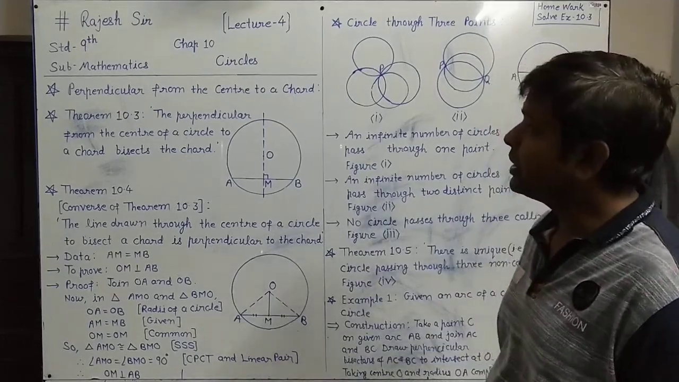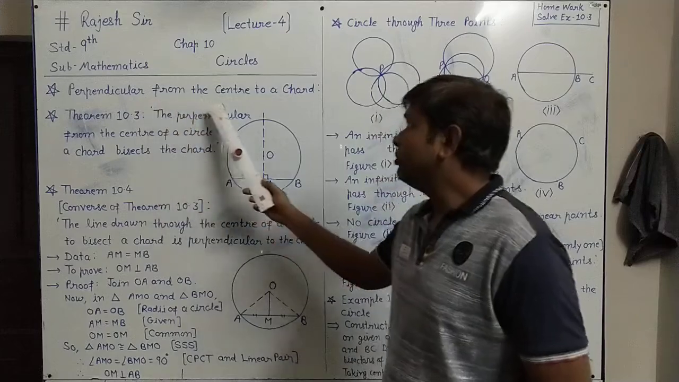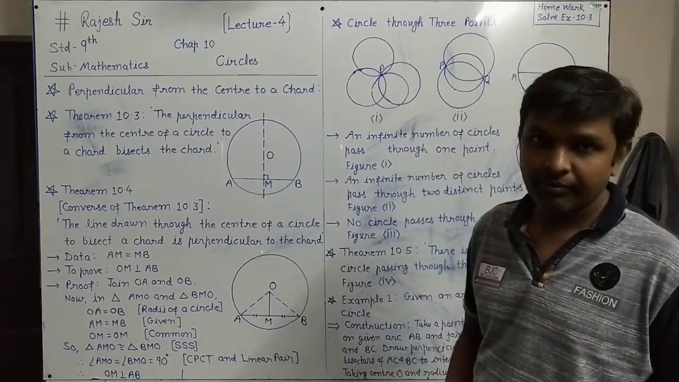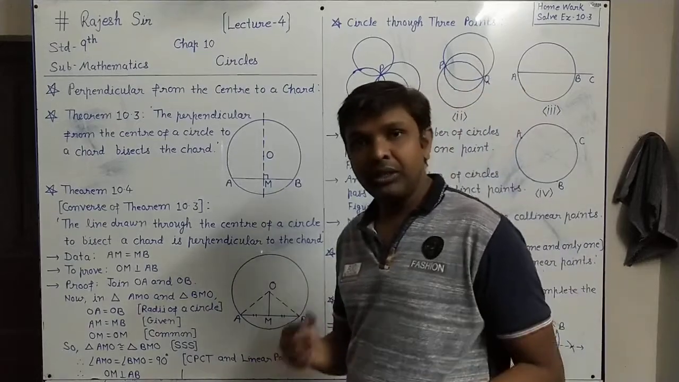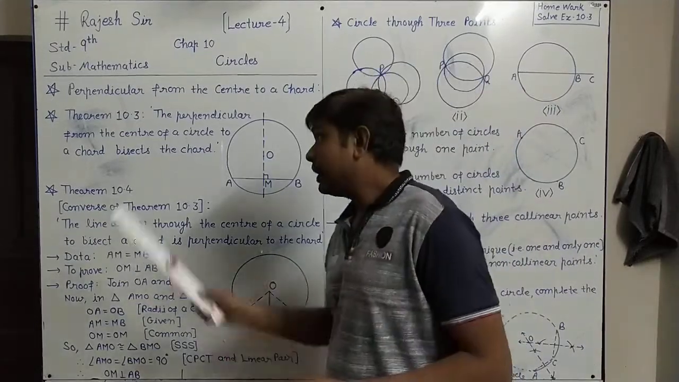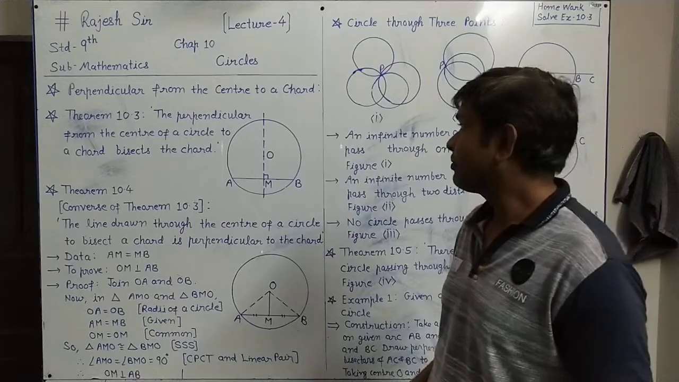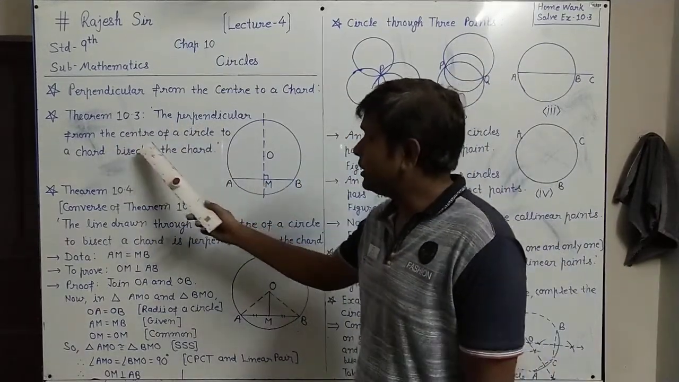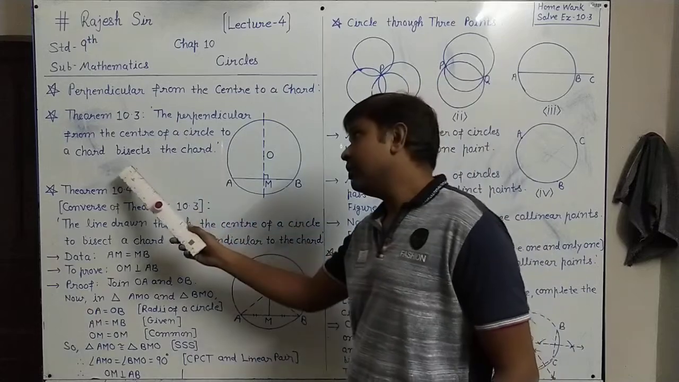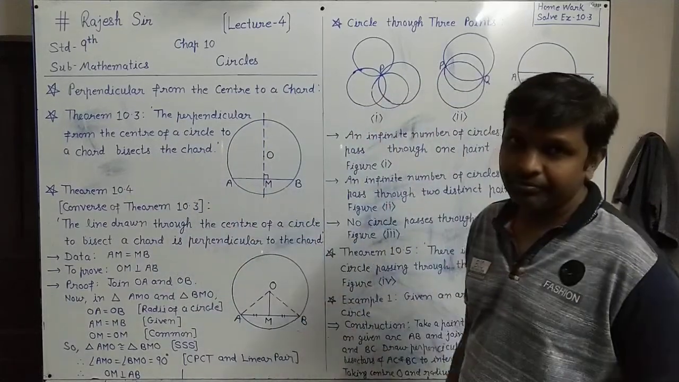Now the new topic is perpendicular from the center to a chord, the perpendicular to a chord of the circle. Related to that, we have two theorems. Theorem 10.3: the perpendicular from the center of a circle to a chord bisects the chord.